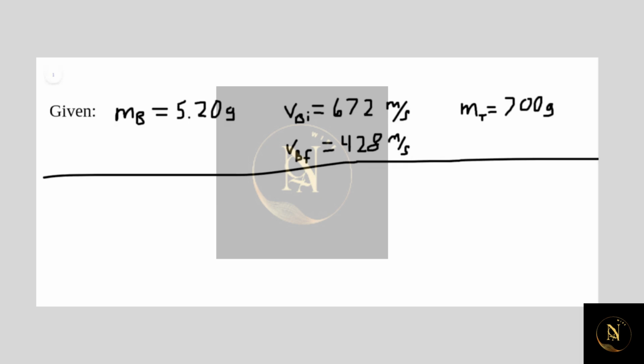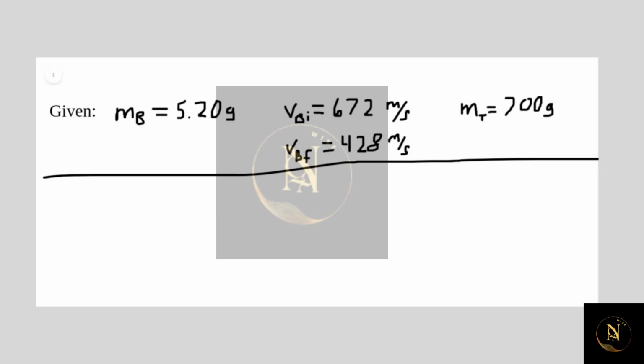The bullet emerges traveling in the same direction, but now it has a reduced speed of 428 meters per second. So I call that VB sub F for the final velocity of the bullet. For part A, it wants us to find the resulting speed of the block. And for part B, it wants us to find the speed of the bullet-block center of mass. Okay, so we're going to use energy and momentum conservation for this question.